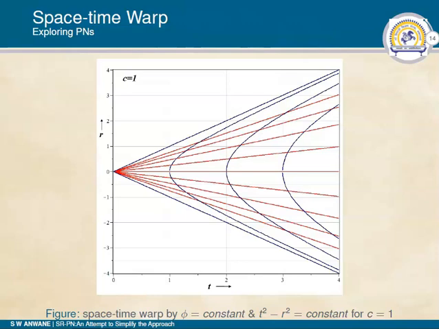Let us have a look at this diagram wherein we are charting c square t square minus r square having different constant values. In the system where c is unity, this leads to a series of hyperbolas wherein t square minus r square equal to 0 offers this line and this line. c square t square minus r square equal to 1 offers this hyperbola. t square minus r square equal to 2 offers the next hyperbola, and so on.